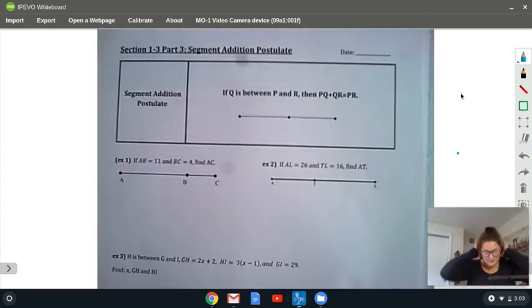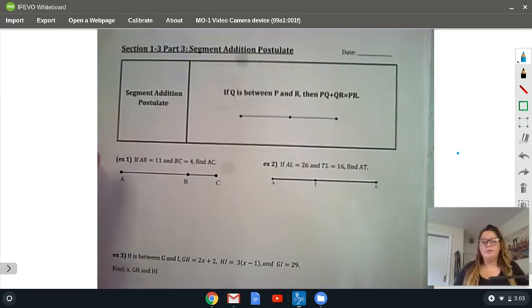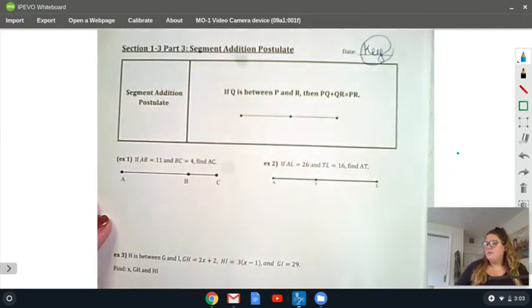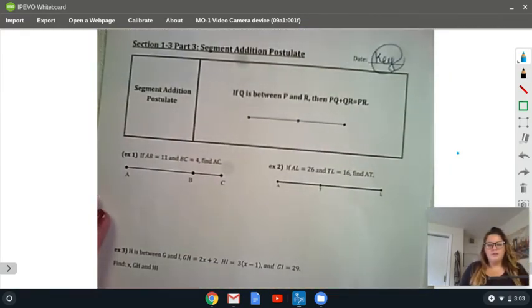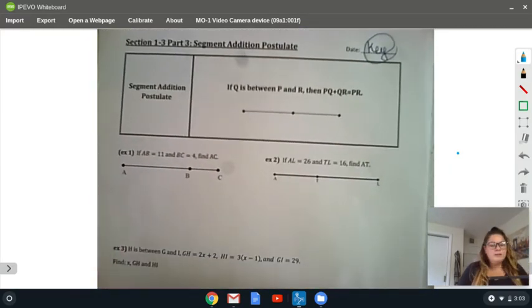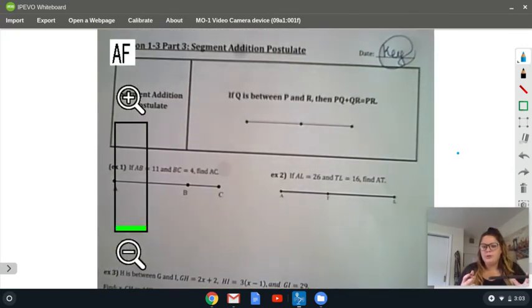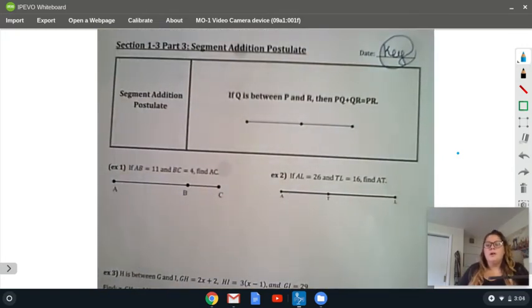Hi everyone. So today we're going to talk about the segment addition postulate. So first, the segment addition postulate right here. They're always going to draw a picture for you, and you need to be able to understand how to put that to paper.